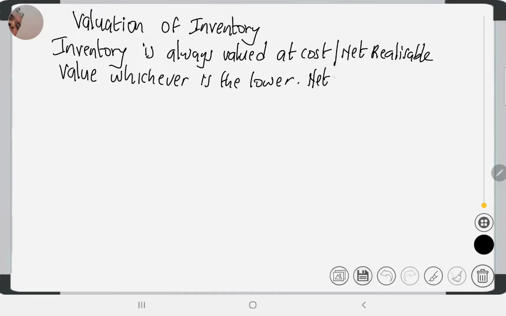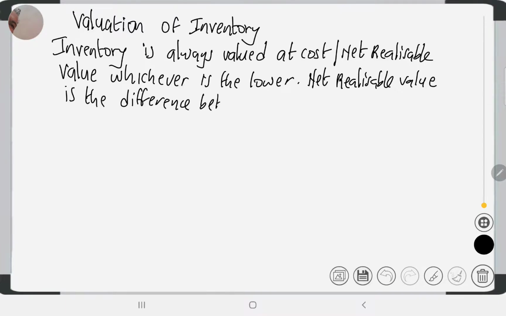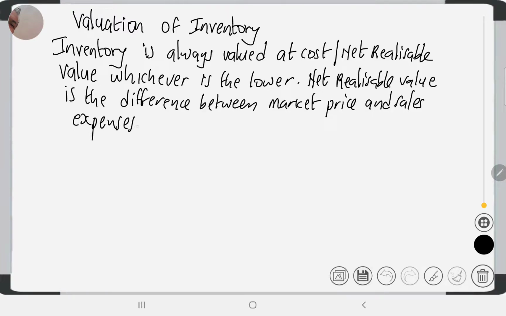Net realizable value is the difference between market price and sales expenses. So we have to value inventory using the concept of lower of cost or net realizable value, whichever is lower.